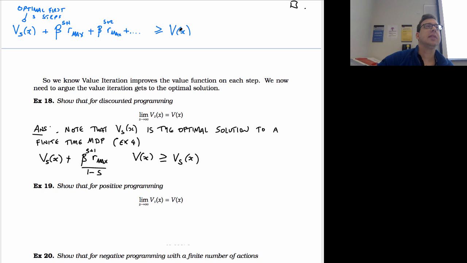Does that make sense? People sort of see what I'm saying there? So it's sort of saying optimal for the first S steps, and then let's just do an upper bound on all the remaining rewards. That's going to be bigger. And if I sum that geometric series, I'm going to get this. Oh, that should be a beta, sorry. So that geometric sum is going to give me this expression here. That overall is going to be bigger than V of x.